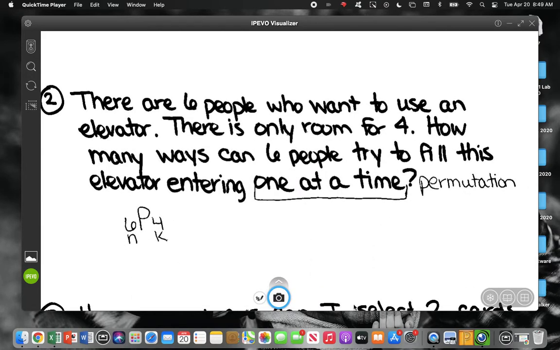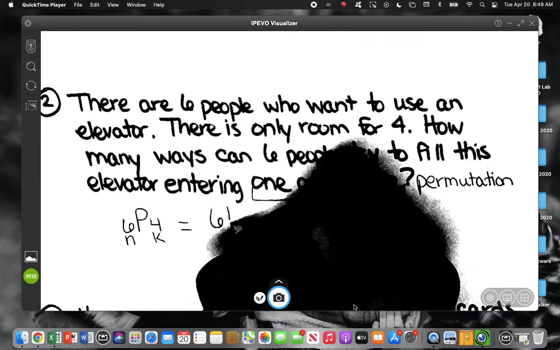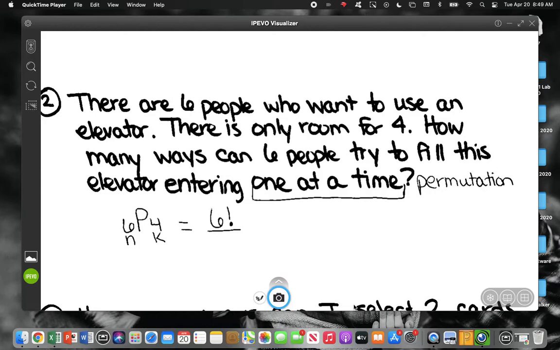Now I'll say we've actually kind of done these numbers already. What goes in my numerator? 6 factorial. Now what goes in the denominator? Are you sure about that? Look at the formula. What goes in the denominator? 6 minus 4 factorial, or 2 factorial. I heard both things.